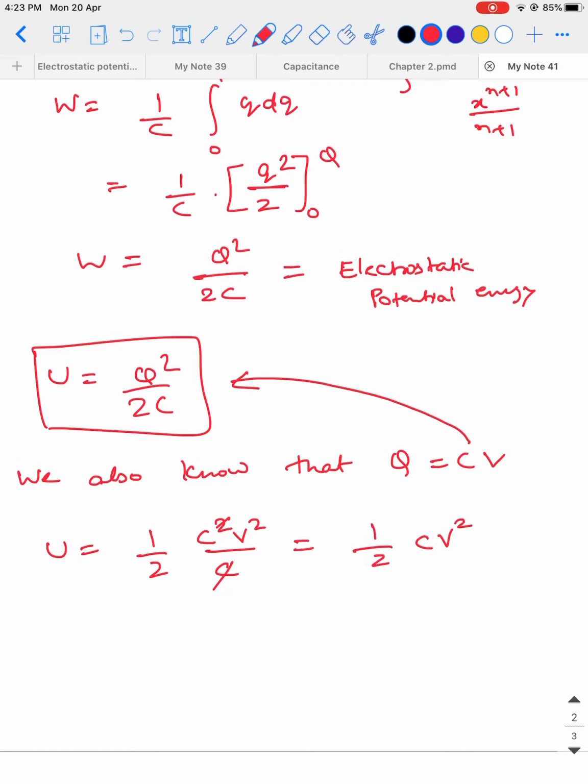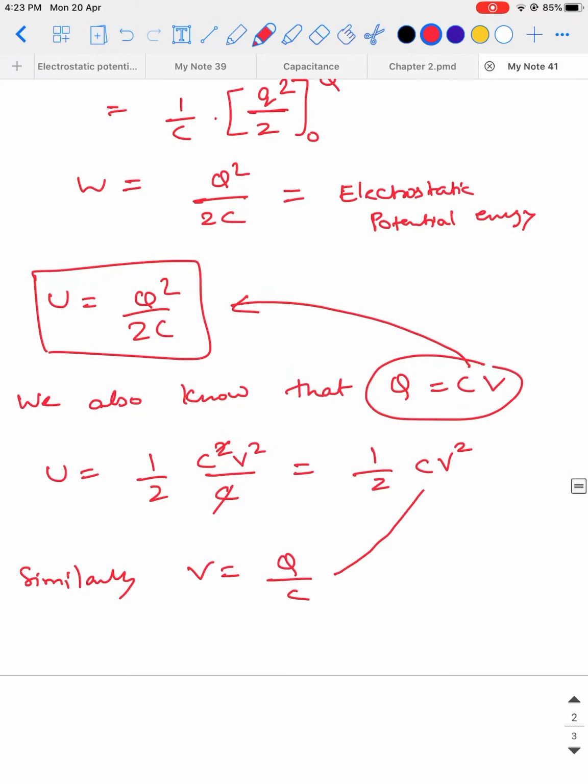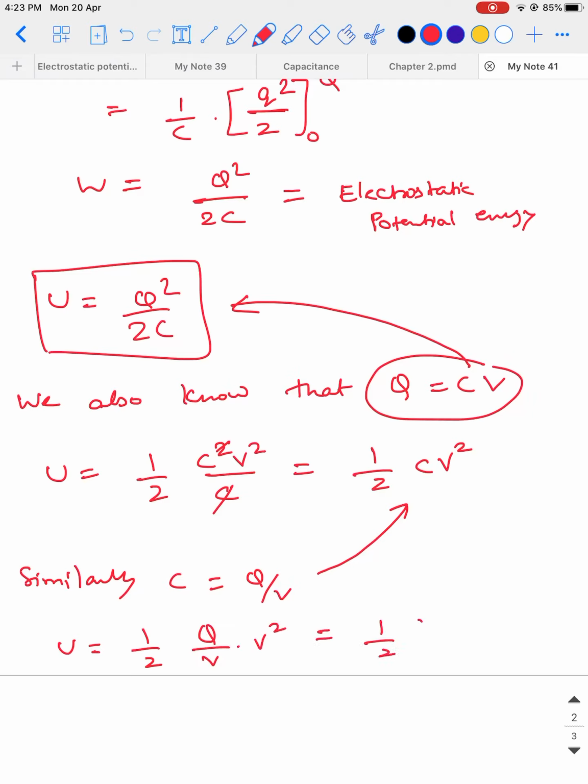This is another formula. Similarly, from this if we rearrange, we get V is equal to Q divided by C. We have already substituted that. So we know that C is equal to Q by V. If you substitute Q by V here, then the other formula that we'll get is 1 by 2 into Q divided by V into V square. That will be half into QV.